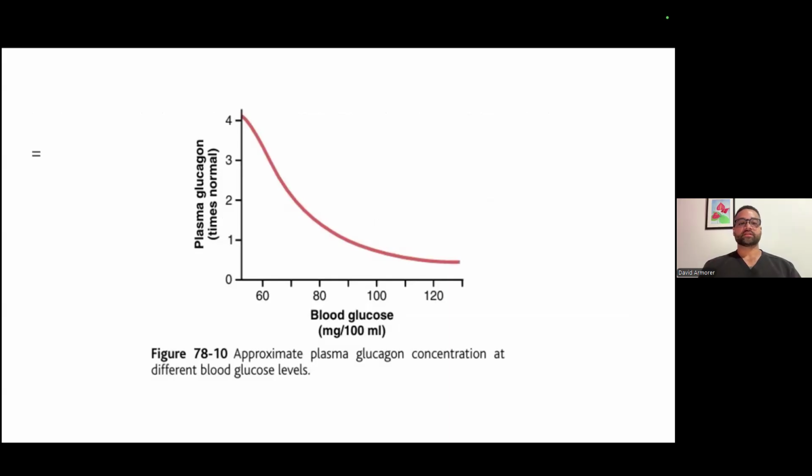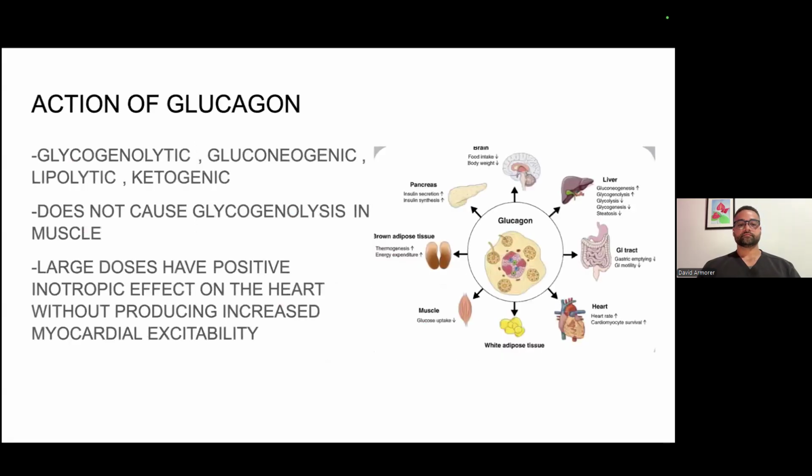So this is a diagram to understand the relationship between the concentration of glucagon in the bloodstream with respect to the blood glucose concentration. High glucagon in low blood glucose and low glucagon in high blood glucose. So the actions again: glycogenolytic, gluconeogenic, lipolytic, ketogenic, but it does not cause glycogenolysis in muscle. Large doses have been shown to have a positive inotropic effect on the heart without producing increased myocardial excitability.